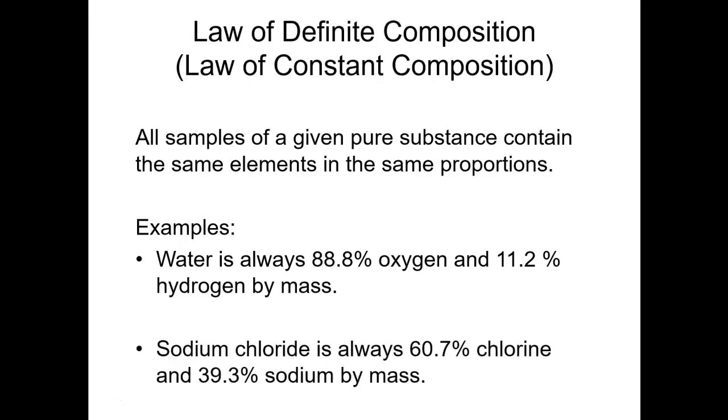If we take pure sodium chloride, table salt, again, regardless of the source, as long as it's been purified, and we look at its percent composition by mass, it's always going to be 60.7% chlorine and 39.3% sodium. Then there was another thing that chemists began to discover as they looked more closely at various pure substances that were composed of various elements, and that was what's called the law of multiple proportions.